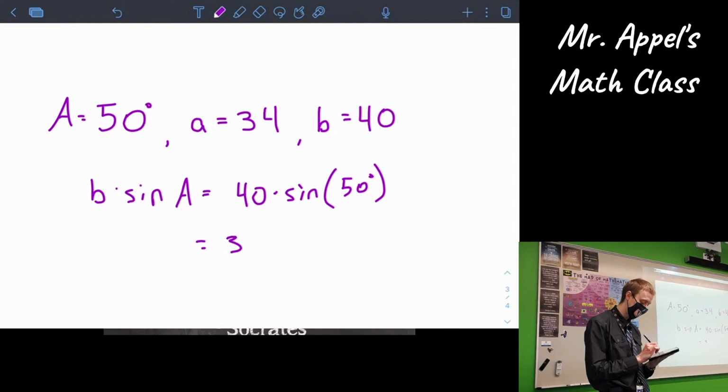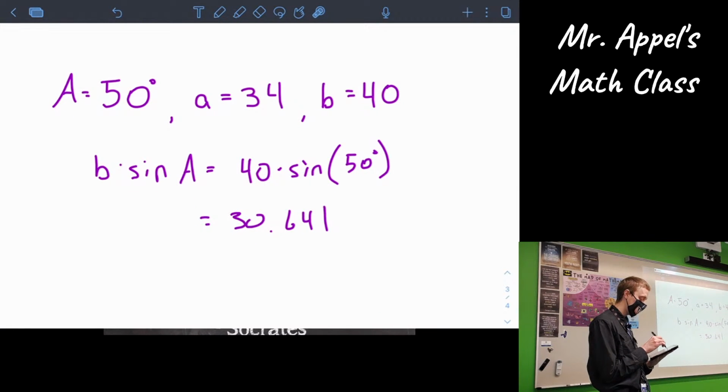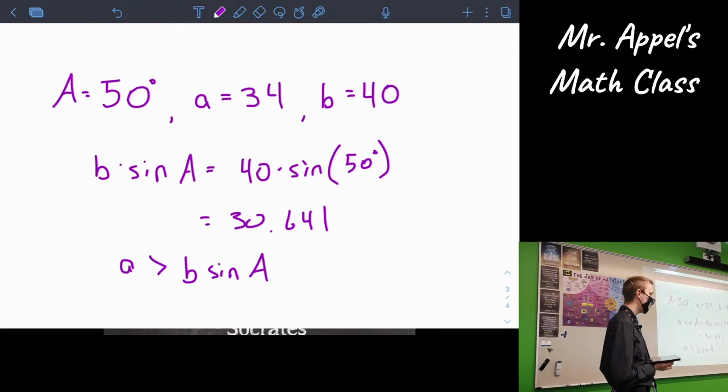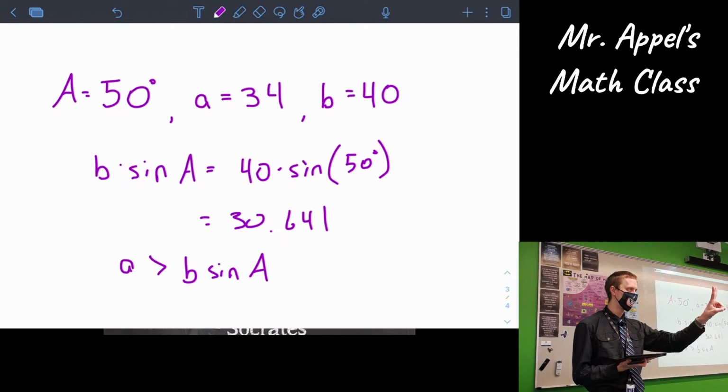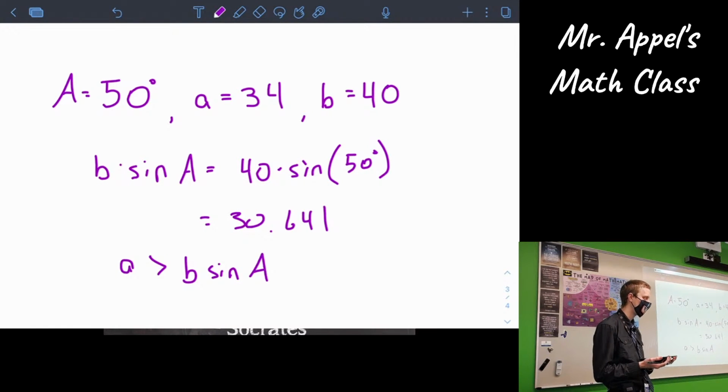This equals 30.641. So that's the cutoff. How does A compare to that? Guys? Bigger, right? Okay, so we know A is greater than B sine A, which means we have how many solutions? 2. How do we find them? Very carefully, right? That's one way to put it.